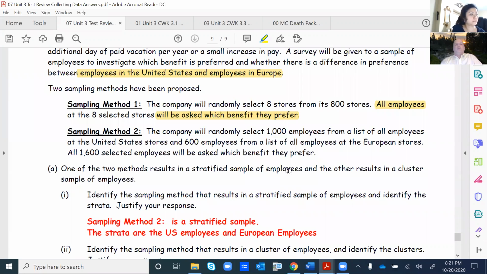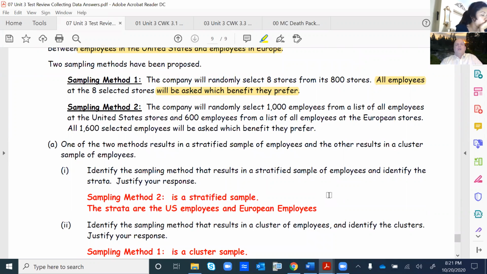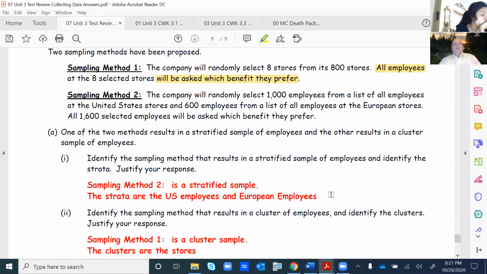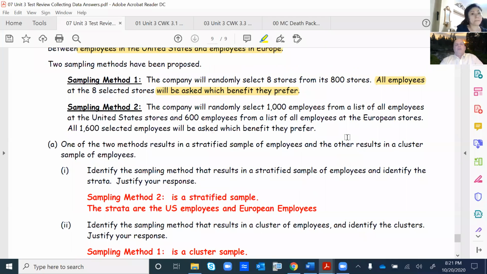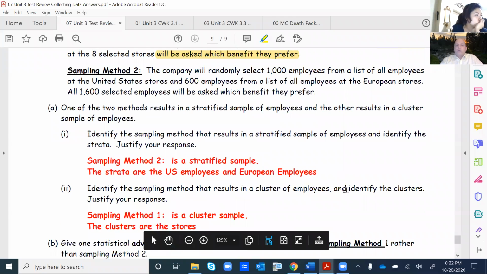So one of the 2 methods resulted in a stratified sample of employees and the other in a cluster. Identify the sampling method that results in a stratified sample. Well, sampling method 2 is stratified. The strata are the US employees and the European employees. Identify the sampling method that results in the cluster and identify the cluster. All right, sampling method 1 is the cluster method, and the clusters are the stores.